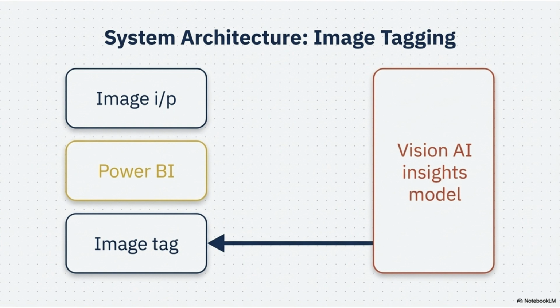So here is how the system works. You input an image into Power BI. It sends it to a Vision AI model. The model processes the image and returns the tags. This creates a seamless pipeline between Power BI and AI services.